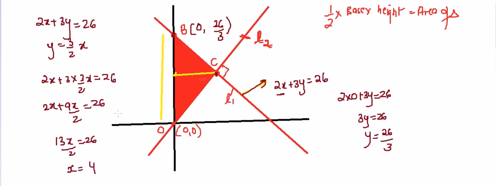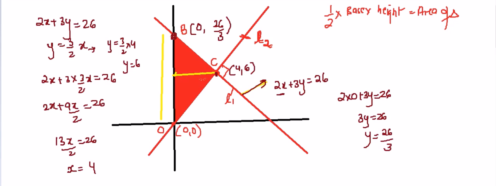Definitely there is no use of calculating y here, but even though, let me calculate y. So if I put x equals 4 there, I'll get 3 over 2 into 4, that is y is 6. So the coordinates of C are 4, 6. Now we have the coordinates of all the 3 vertices of this triangle. We need to calculate the height and the distance of the base.